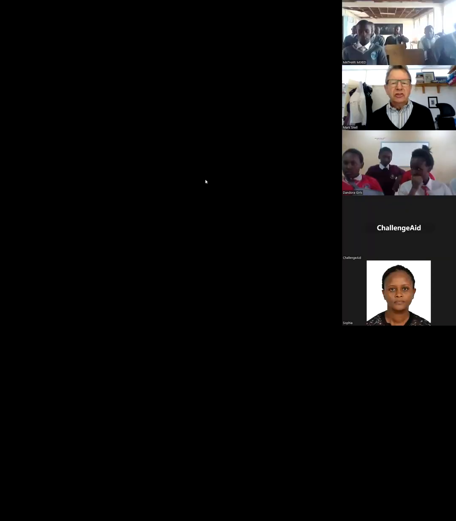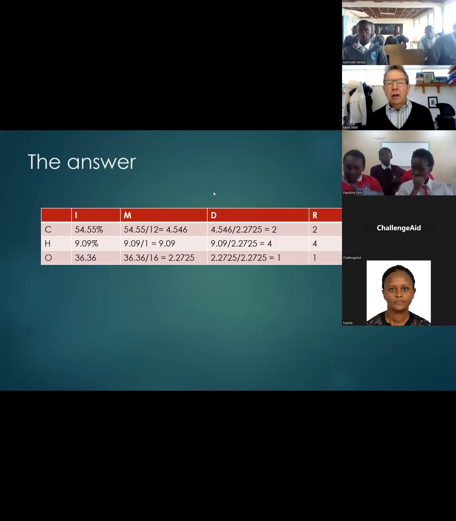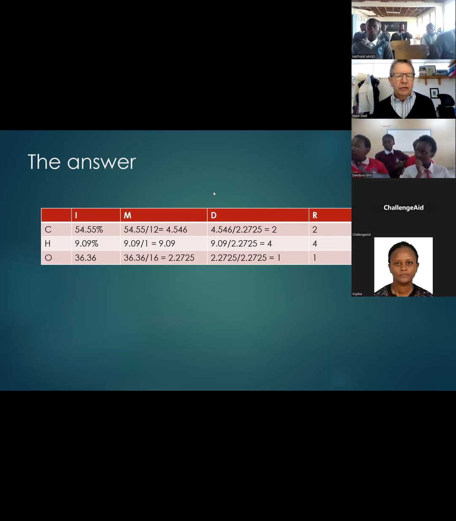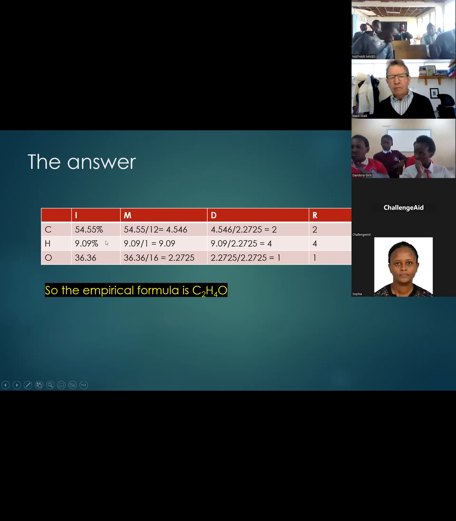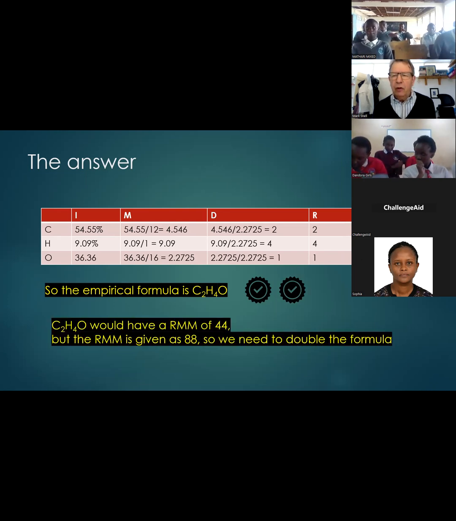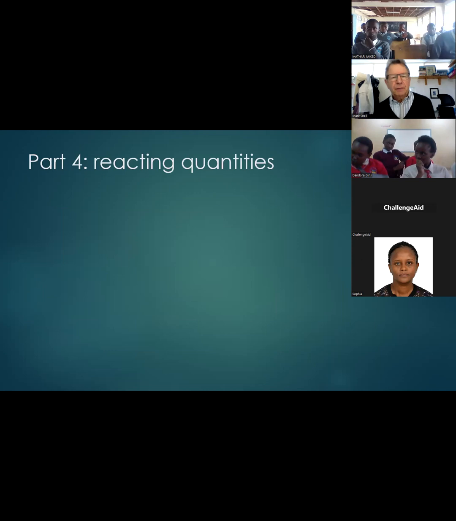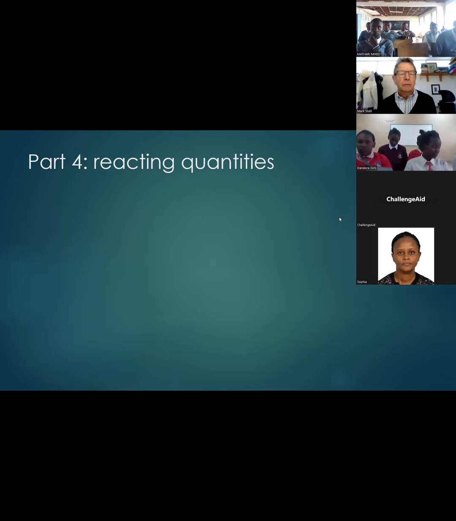Here we go. So here's this one again. Here's the whole thing. There's the IMDR. That tells me that the empirical formula, the simplest ratio, is C2H4O, but it weighs twice as much as that would weigh, so it has to all be doubled, C4H8O2. Okay, the last bit is about reacting quantities. And I want to just show you something that gives you a bit of an idea about how these work.